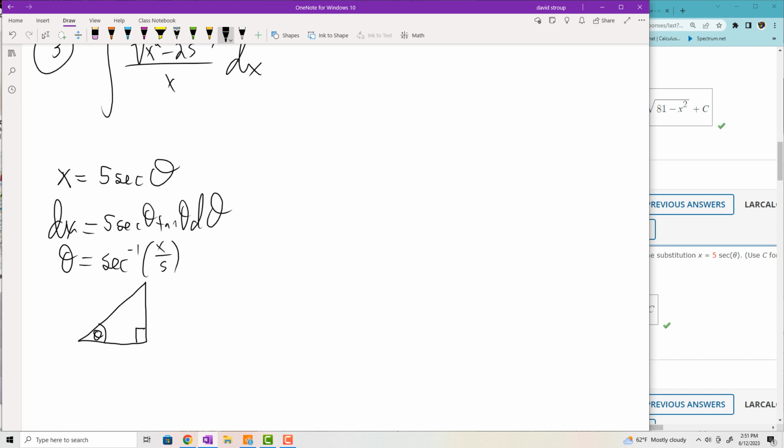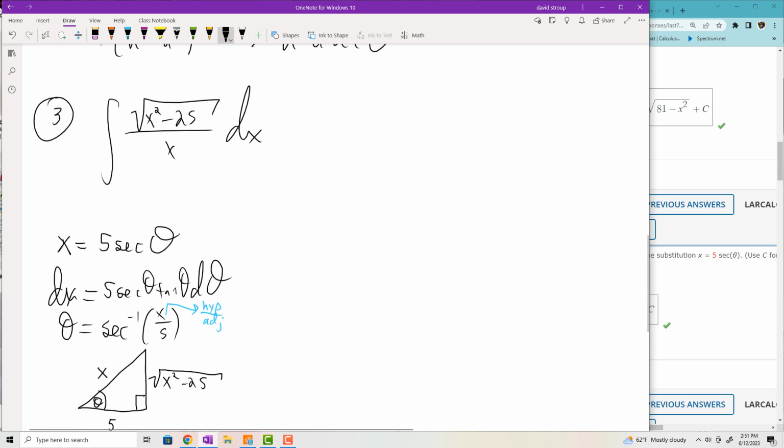So anyways, secant, what was secant as a ratio of sides of a right triangle? Well, secant is just 1 over cosine, so this must be hypotenuse over adjacent. The input to the secant function is hypotenuse over adjacent. So hypotenuse must be x, adjacent must be 5, and then if you use Pythagorean theorem, you'll get the square root of x squared minus 25. And usually you see that expression back in the integral, the square root of x squared minus 25.